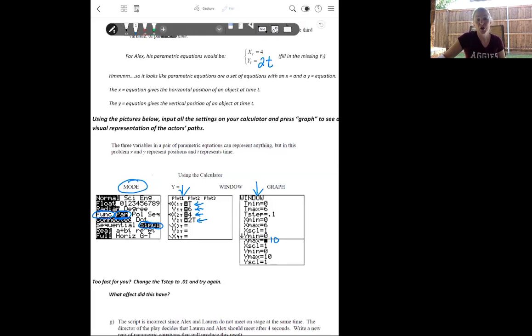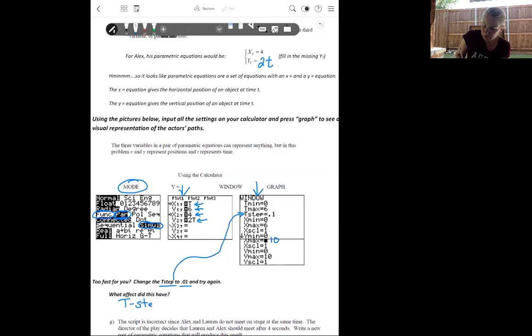Okay, so what you should have noticed is it went really fast. Okay, so what would cause it to go that fast? It's actually your T-step. So now I want you to go back to your window and change your T-step only, but this time change it to 0.01, and then graph it again. Okay, I'm gonna pause the video, graph it.